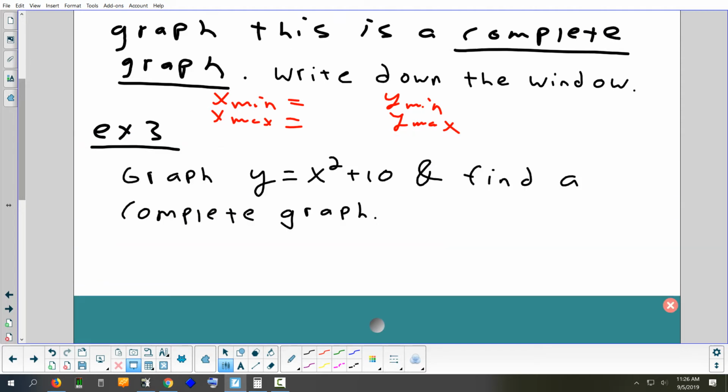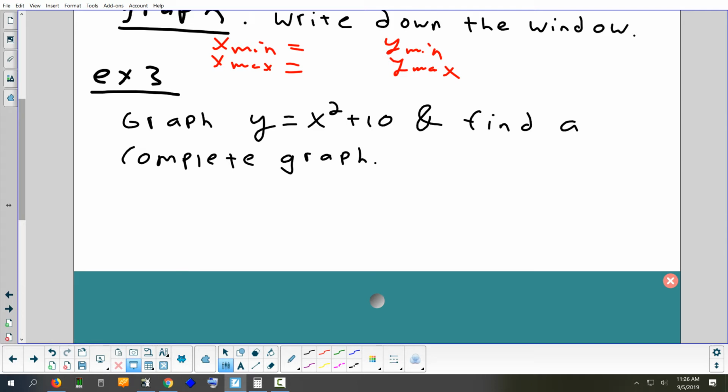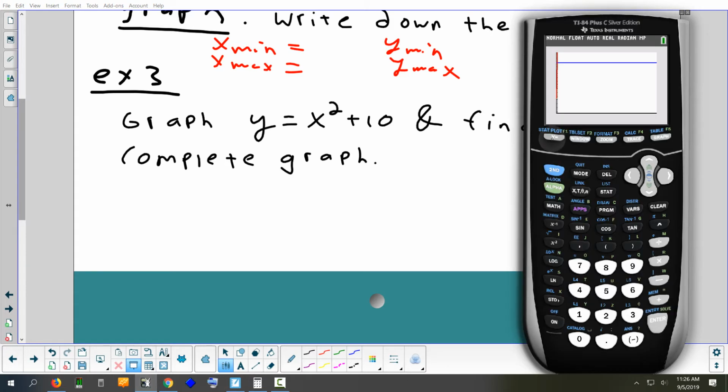Okay, so let's graph a couple of things and just practice finding a complete graph. So we can get rid of the car word problem. We're done with that on the calculator. What I'm going to do between each problem is press zoom 6. Remember, zoom 6 sets the window to a standard window. Does anybody remember what's the standard window? Negative what to what and negative what to what? Negative 10 to 10. Yep. It'll set everything back to negative 10 to 10.